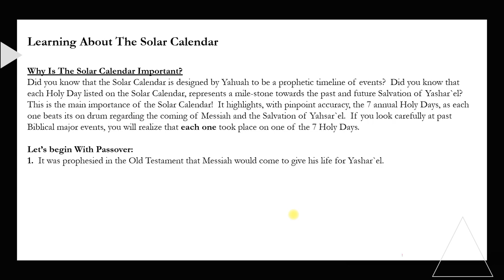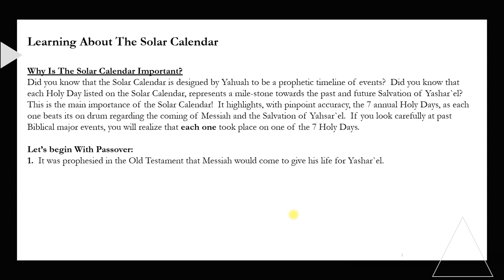Why is the solar calendar important to us? Did you know that the solar calendar is designed by YAHUAH to be a prophetic timeline of events? The way the solar calendar is constructed from antiquity is to be a prophetic timeline of major events for Yasharel. Did you know that each holy day listed on the solar calendar represents a milestone towards the past and towards the future salvation of Yasharel?